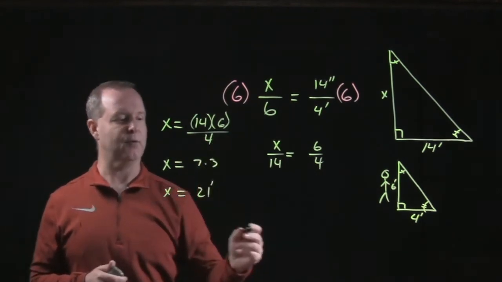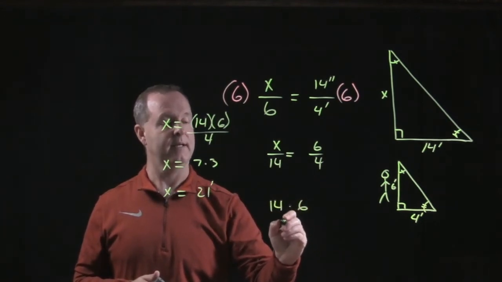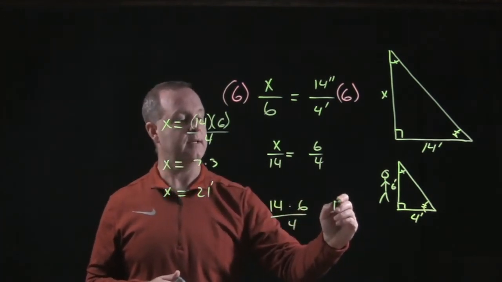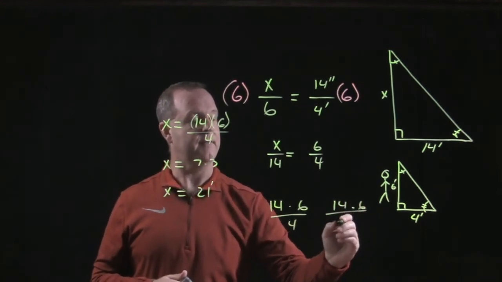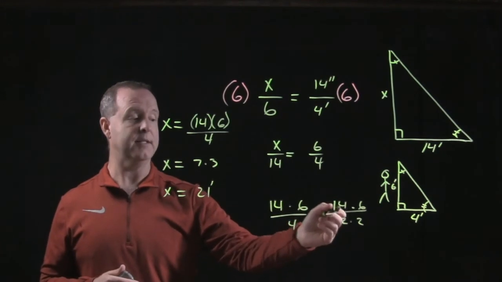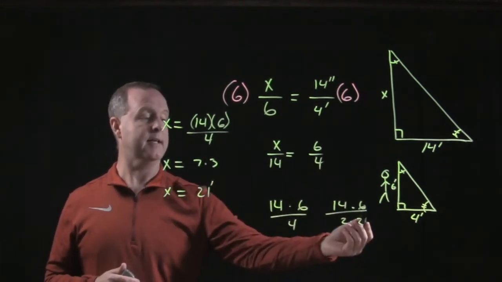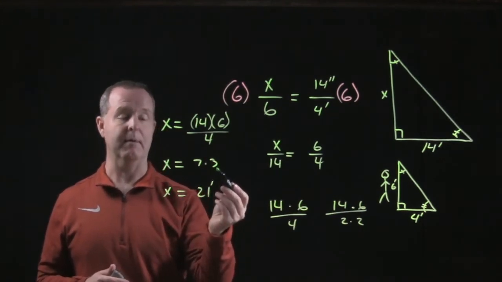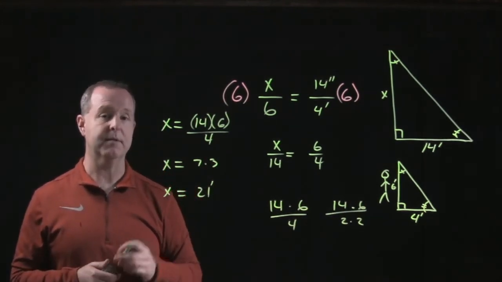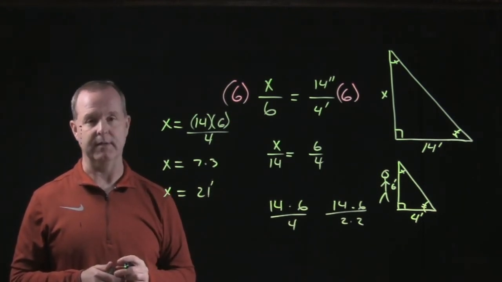So let's just look at this for a second. If I had 14 times 6 divided by 4, well, that's also 14 times 6 divided by 2 times 2. And then I just divided 14 by 2, which gave me my 7, and 6 divided by 2 gave me my 3. That was a way for me to help reduce some numbers and simplify before I had to go ahead and compute the solution.